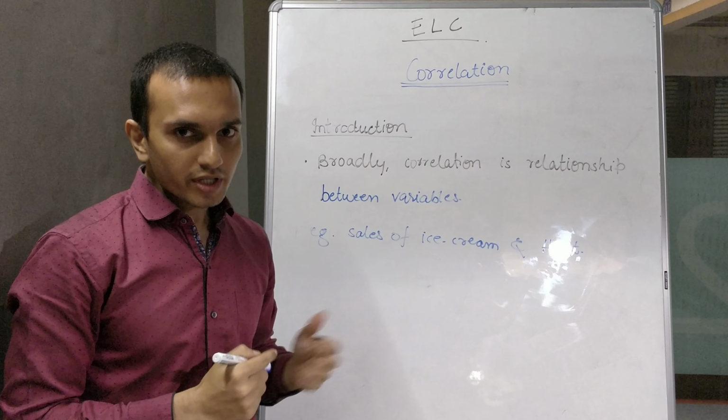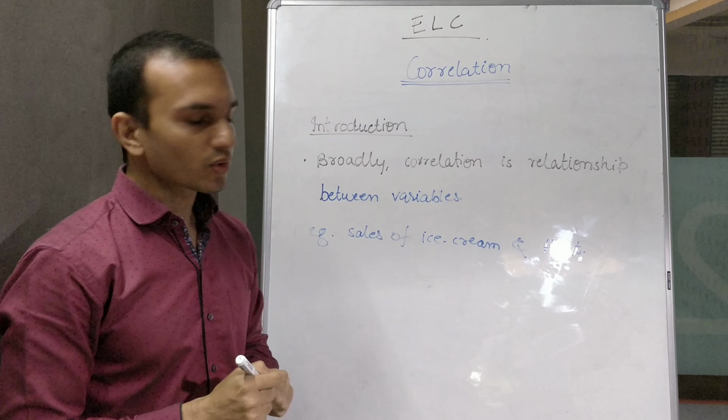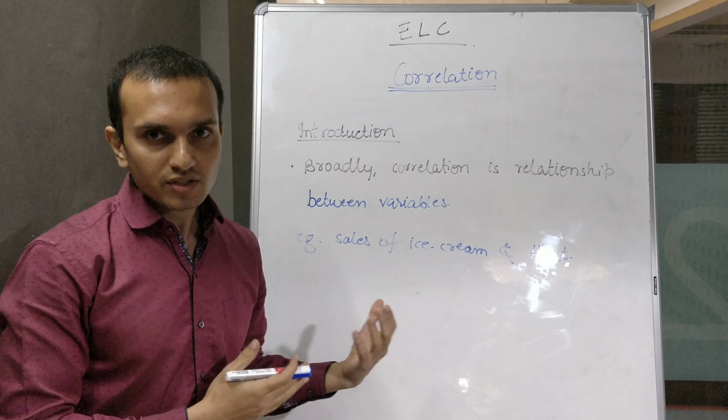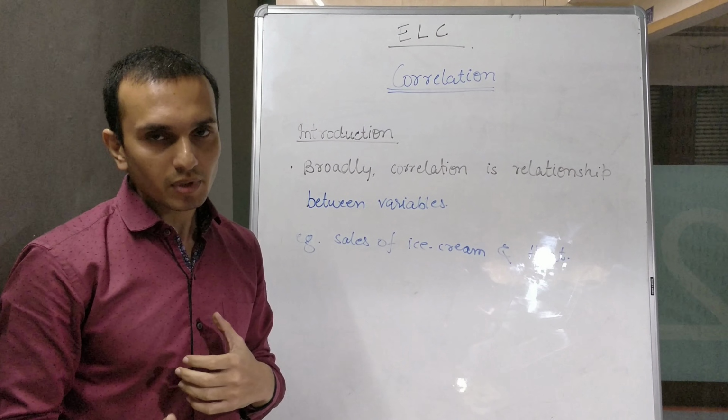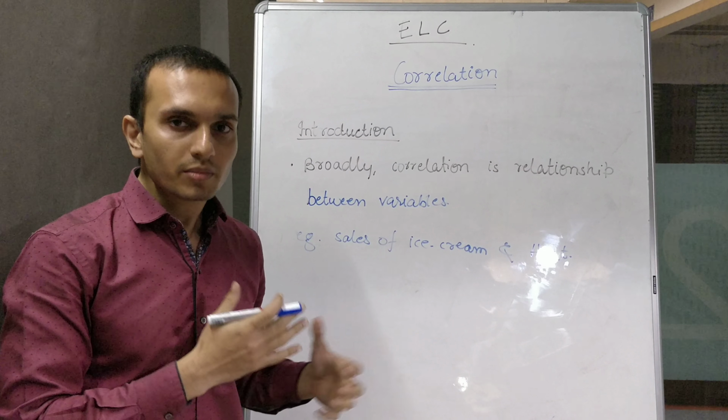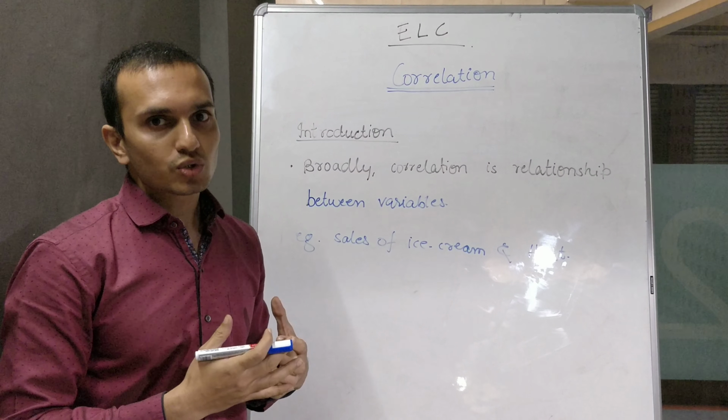So now come to the introduction part of this correlation. What correlation broadly means is that it is some kind of relationship between two variables. Suppose x is one variable and y is another variable. Then you want to establish some kind of relationship between these two variables.